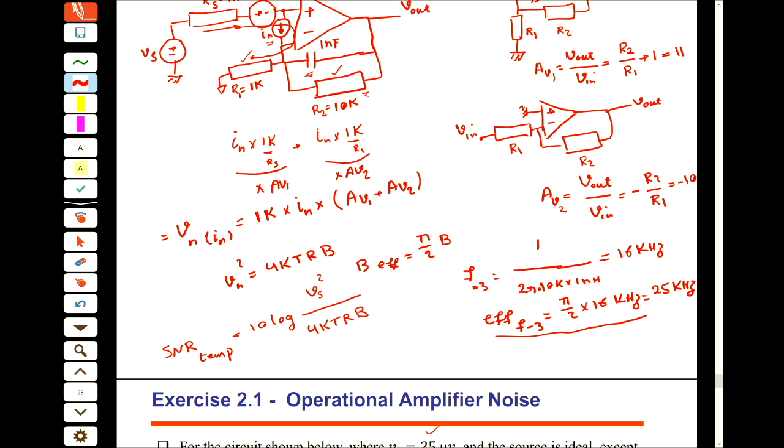It means that if I remove all the circuit that I have, this big amplifier and lots of the components that it has, and only the RS remains, what should be the temperature of this RS that it generates the same noise that I have now?